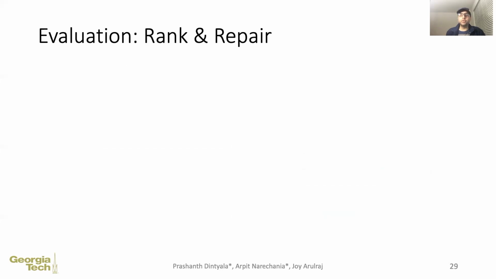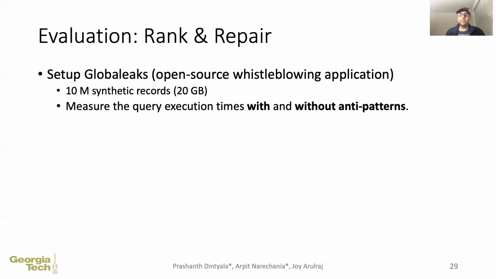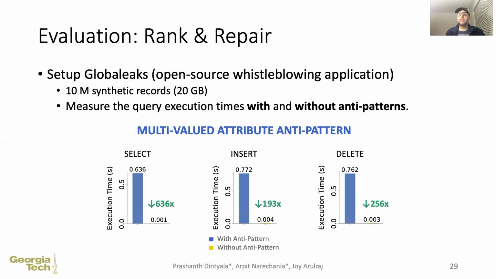To evaluate the ranking and repair modules, we set up Global Leaks, an open source whistleblowing application, and loaded 10 million synthetic records. We then compared the execution time of the statements with anti-patterns versus the fixes suggested by SQL Check. For the multi-valued attribute anti-pattern, we found that fixing it improves performance by 636 times for a select statement, 193 times for an insert statement, and 256 times for a delete statement.